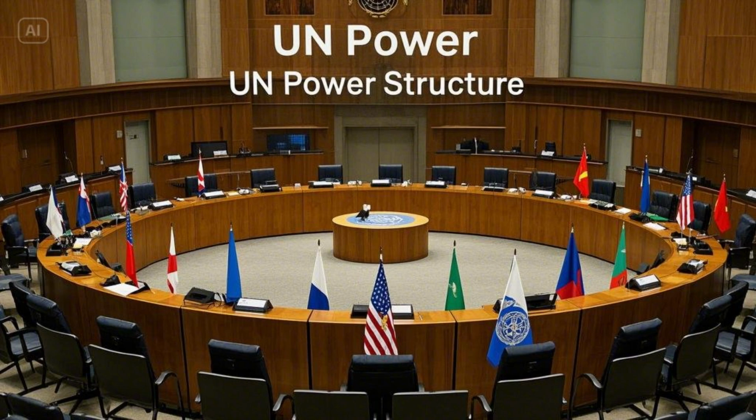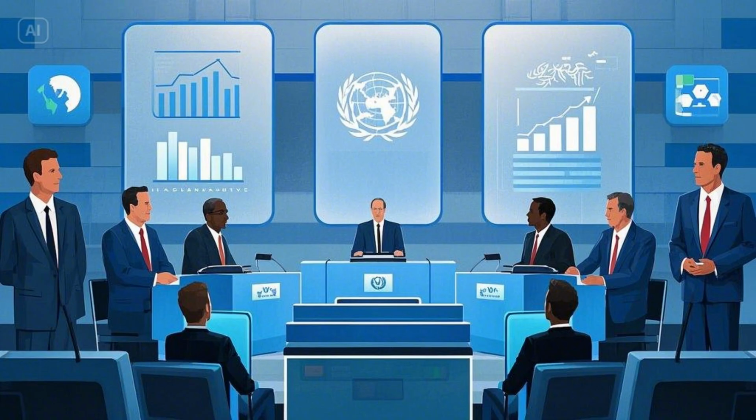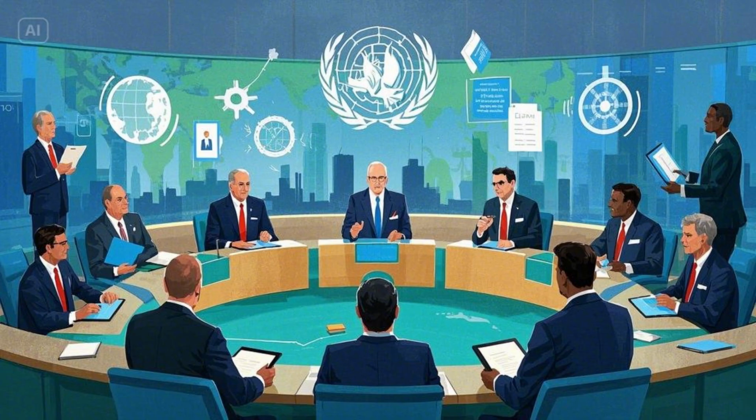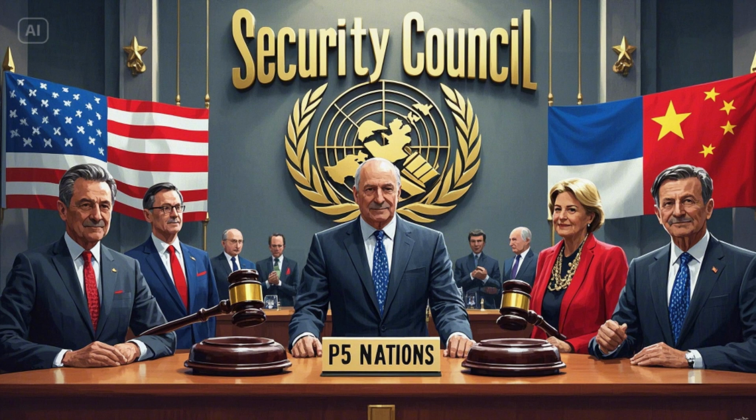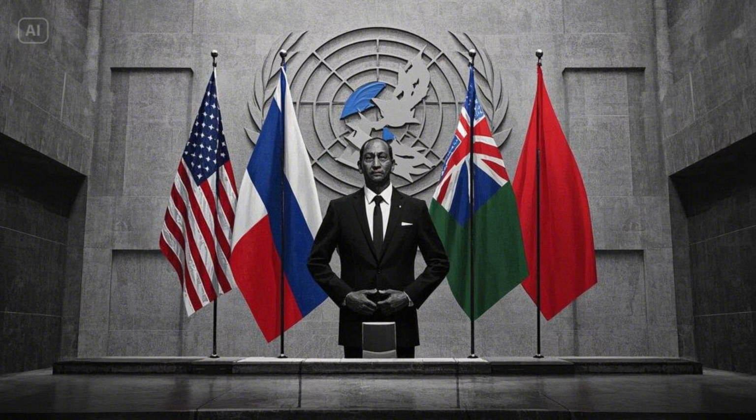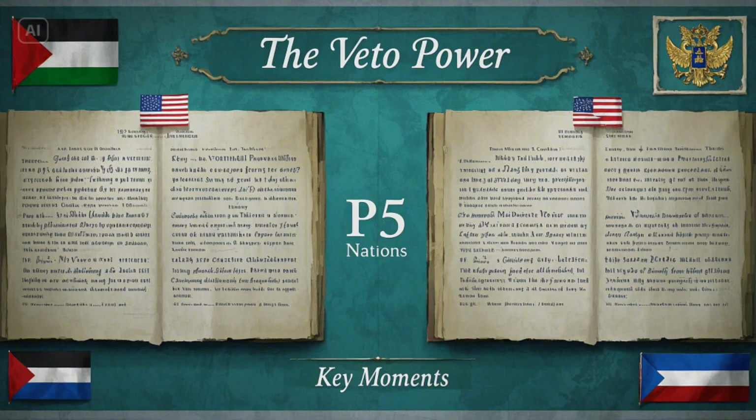Let's talk about the structure of the United Nations. The UN was built with 6 main organs, but only one truly matters. The General Assembly, a place for every country to debate, but no real power. The Security Council, the real decision-makers, dominated by 5 nations: United States, Russia, then the Soviet Union, United Kingdom, France, and China. The veto power, the ultimate control tool.